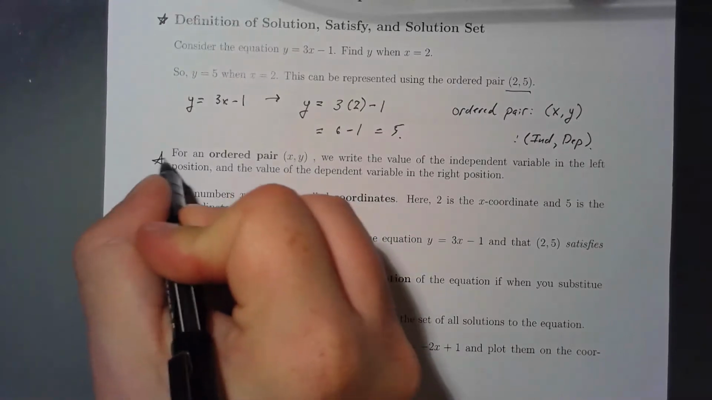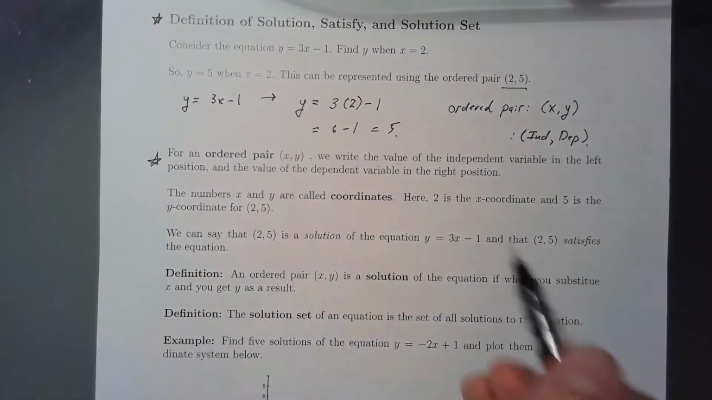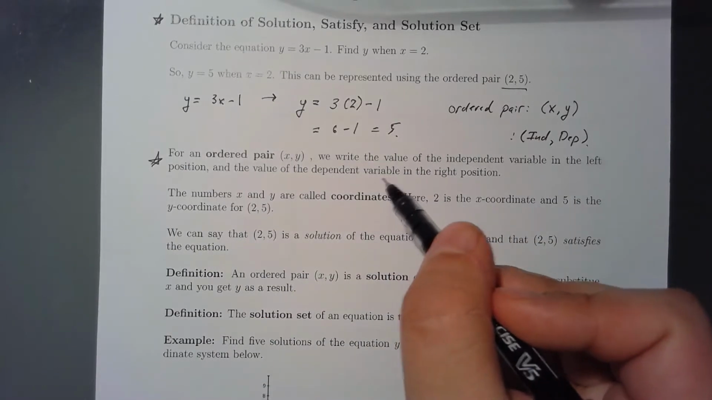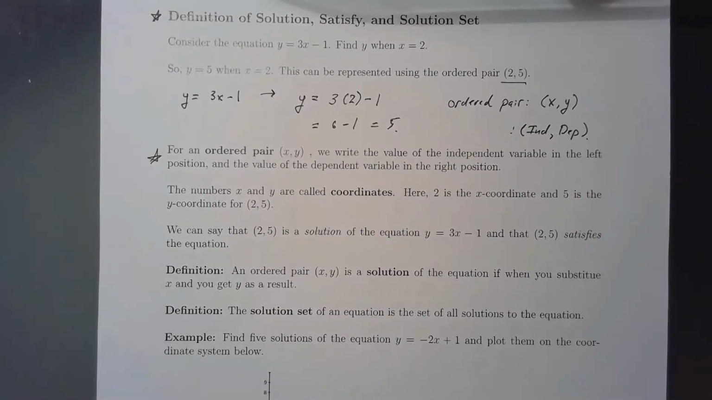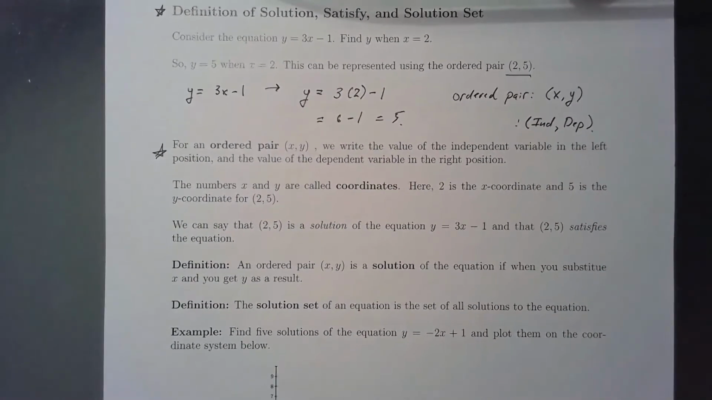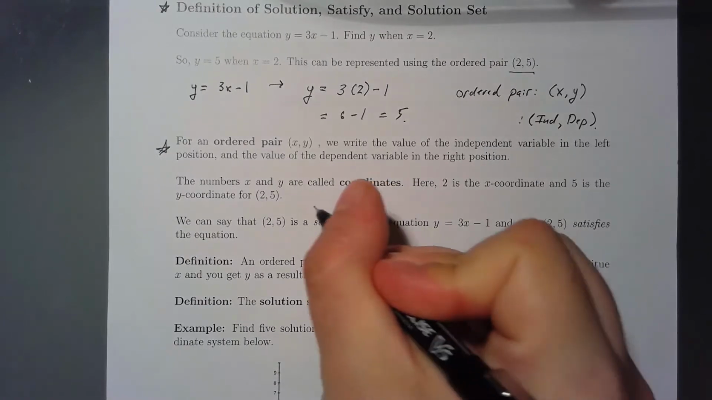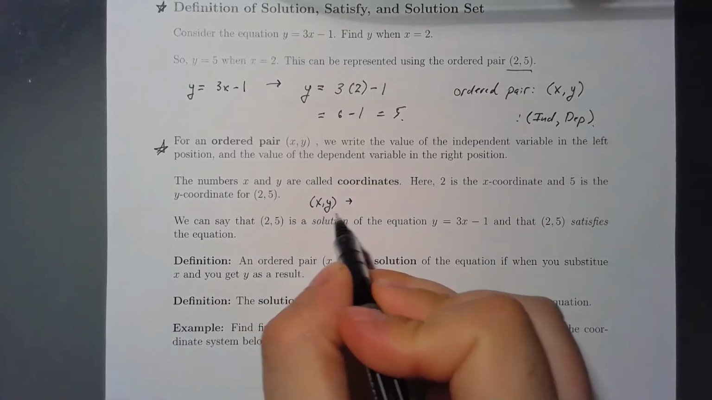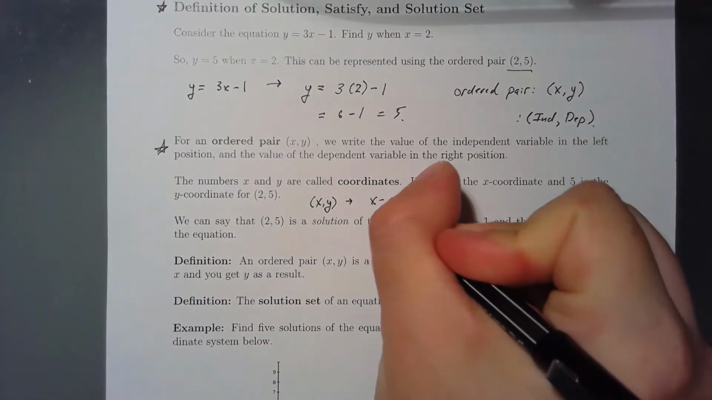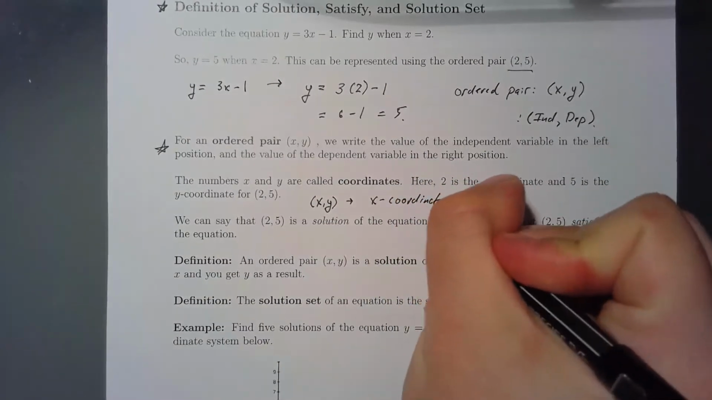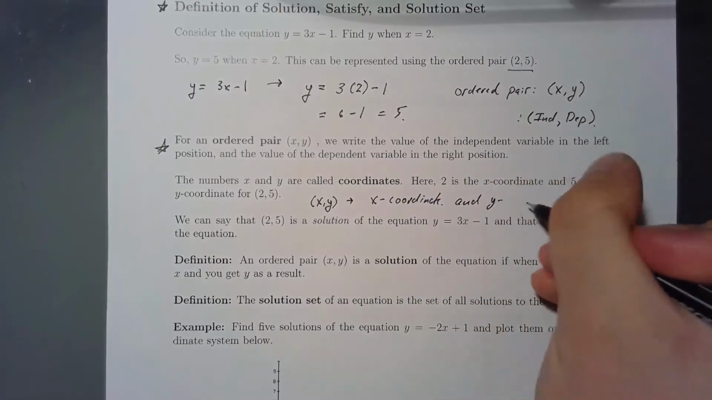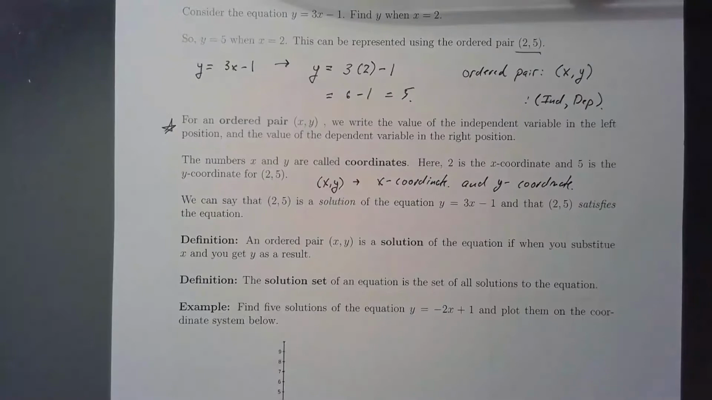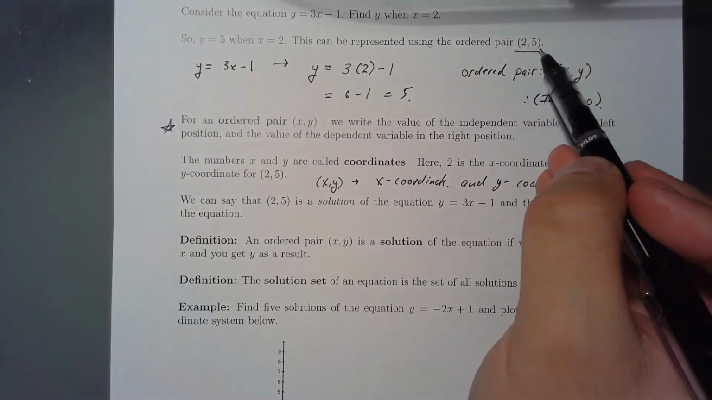So that's what I say here. For an ordered pair (x, y), we write the value of the independent variable in the left position and the dependent variable in the right position, which is exactly what I did up here. If I have an ordered pair (x, y), each one of these values is called a coordinate. So we have an x coordinate and a y coordinate. So here, 2 is the x coordinate, 5 is the y coordinate.